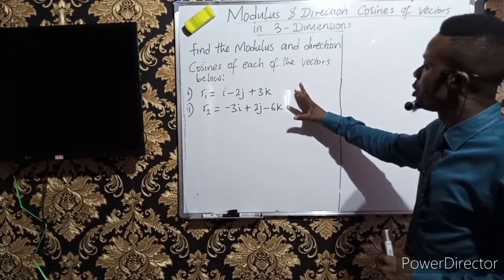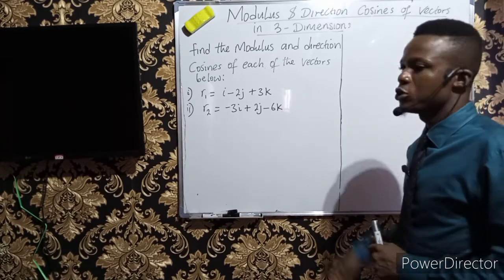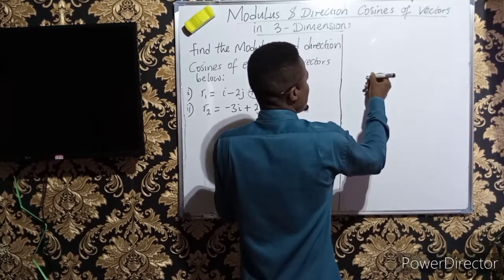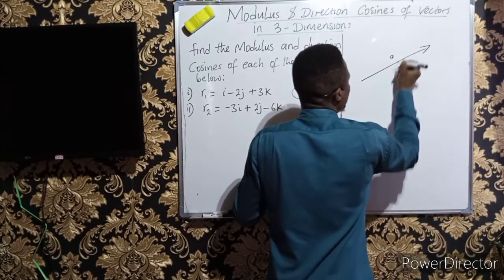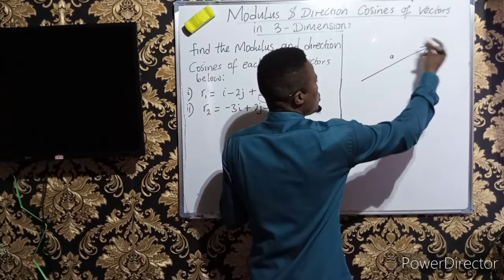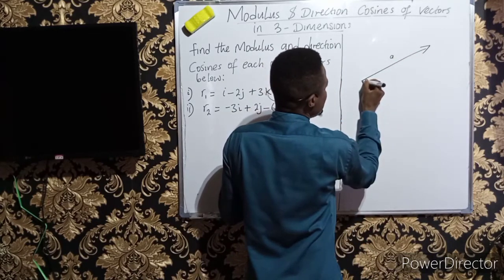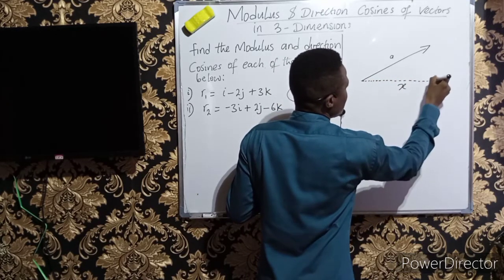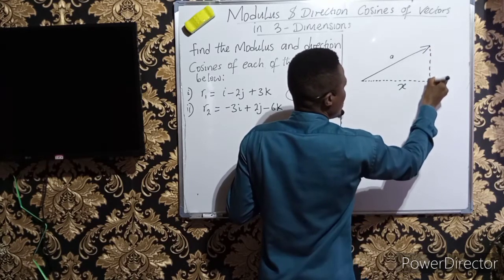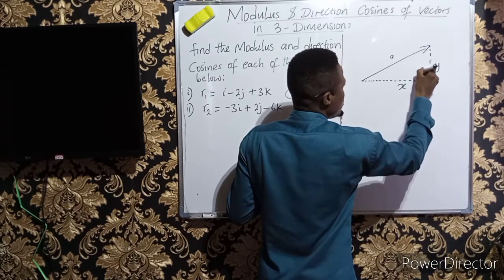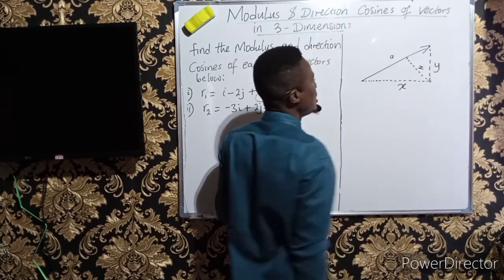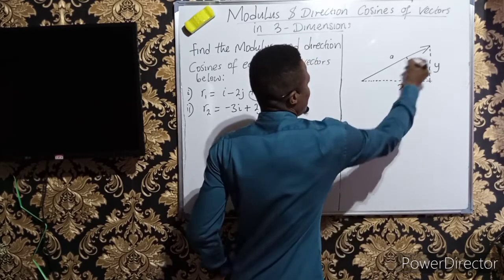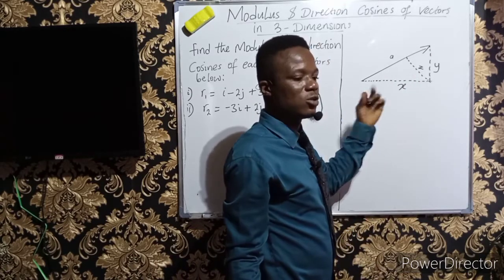Alright, so before I go into the solutions to this particular problem, I want you to understand what vectors in 3 dimensions is all about. Take for instance, if you have a vector, let's say this is a vector A. If you want to get the magnitude of this particular vector, you can see that this vector has moved in the x-axis direction. It has also moved in the y-axis direction. It has also moved in another direction, which we can say, let's say z. So you can see that this has moved into 3 different directions, and that is the magnitude of this particular vector.